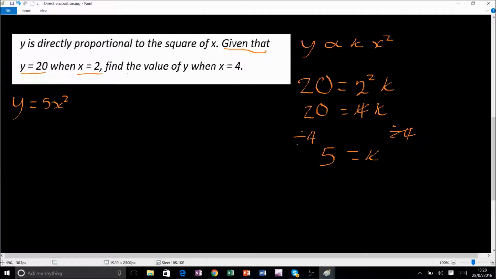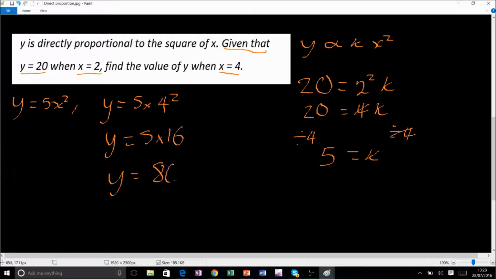Now it tells us to find the value of y when x is equal to 4. So we're going to get y is equal to 5 times 4 squared. That's the same as y equals 5 times 16, because 4 squared is 16. So y is equal to 5 times 16, which is 80.